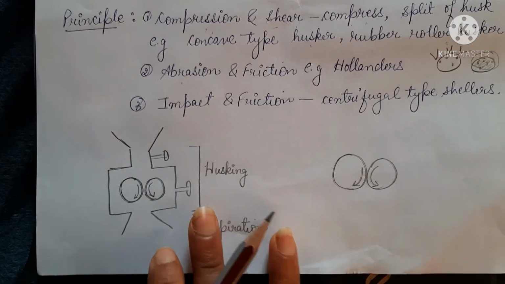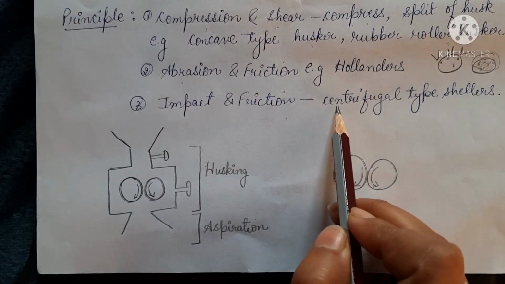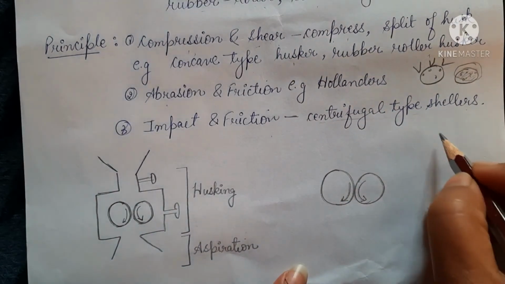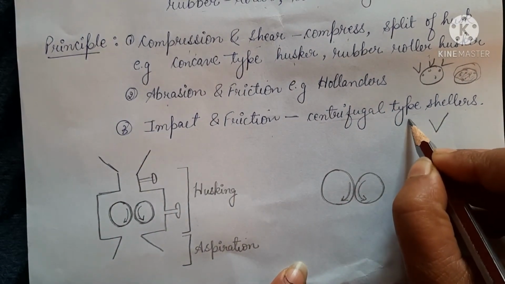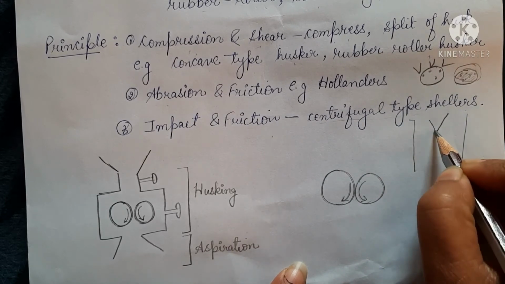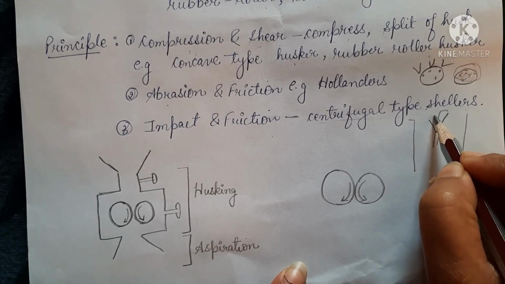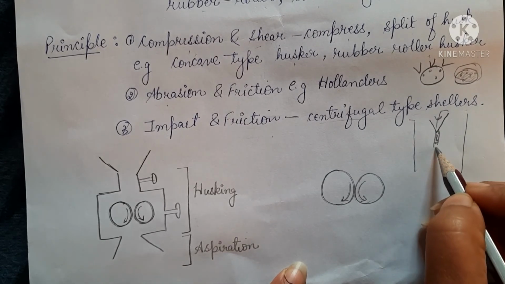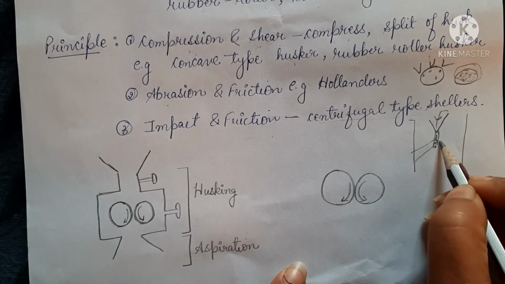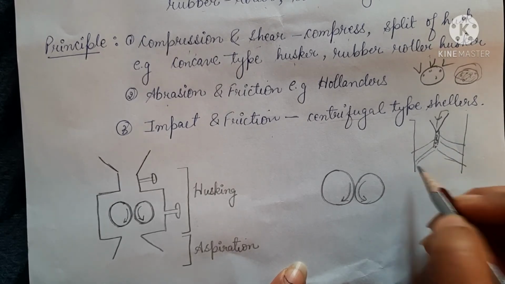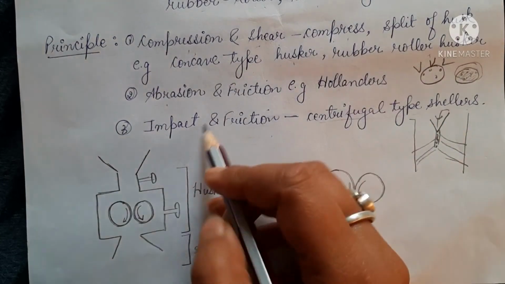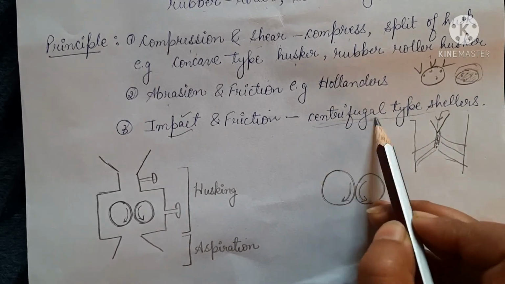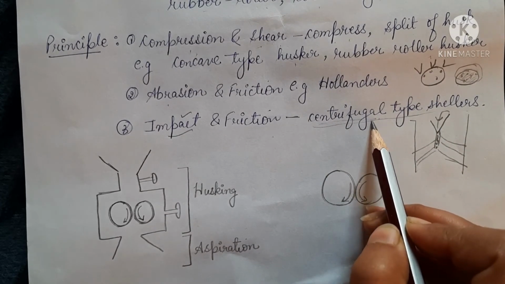Next one is impact and friction, which uses the principle of centrifugal type shellers. In this, centrifugal force is used. I'll show you. Suppose you are putting in the rice kernels here, and they come here, and here the centrifugal force is applied and they fall against the walls. This is the impact, and the husk will be removed, right? So wherever the word impact is used, centrifugal force is the main principle behind that.